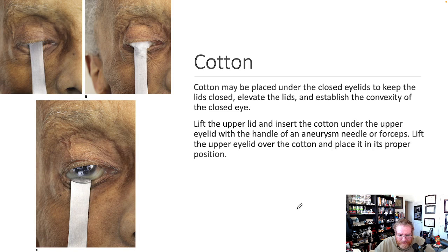So cotton may be placed under the closed eyelid to keep the lids closed, elevate the lids, and establish the convexity of the closed eye. Lift the upper lid and insert the cotton under the upper eyelid with the handle of an aneurysm needle or forceps. Lift the upper eyelid over the cotton and place it in its proper position. So what you see here is this, okay? This is the handle of an aneurysm hook or an aneurysm needle. This is one of our blunt dissecting tools. And if you look closely at this bottom picture, you can see the perforations in the eye cap right there.